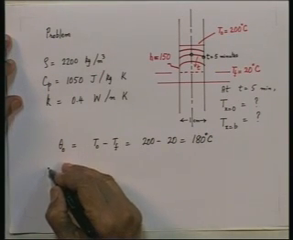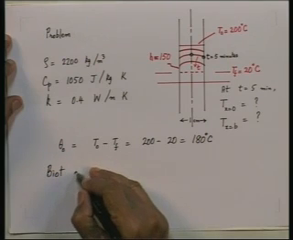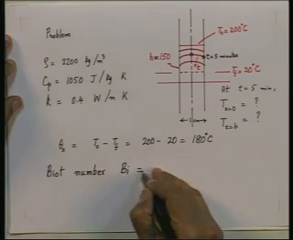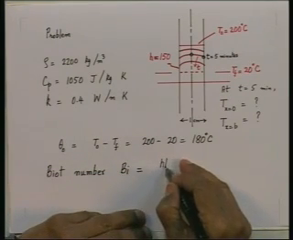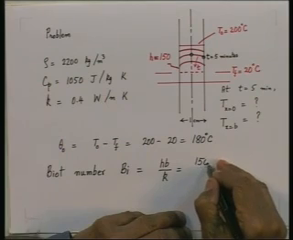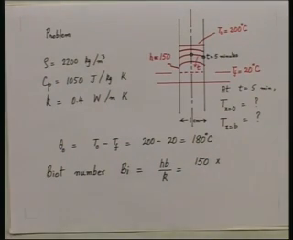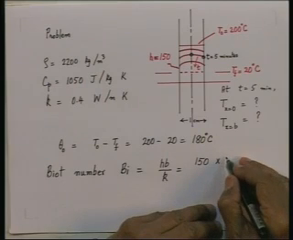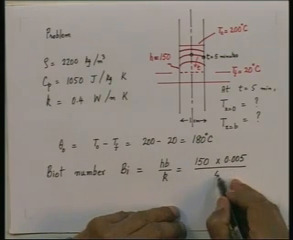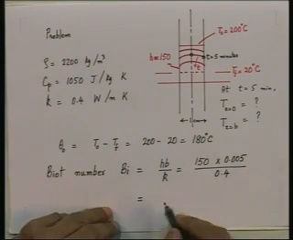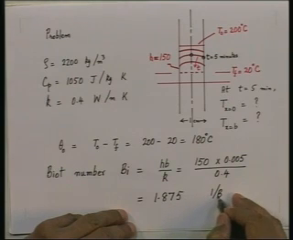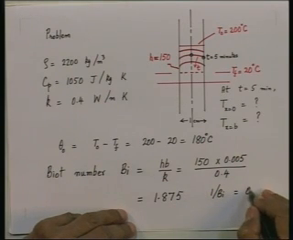Biot number Bi is equal to Hb by K, where H is 150 watts per meter squared Kelvin. B is half the width of the slab, half a centimeter. So, it will be 0.005 meters divided by K, which is 0.4. So, the value of Bi comes out to be 1.875 and 1 by Bi, the inverse, is what we need, will come out to be 0.533.